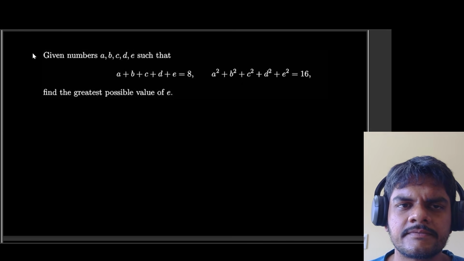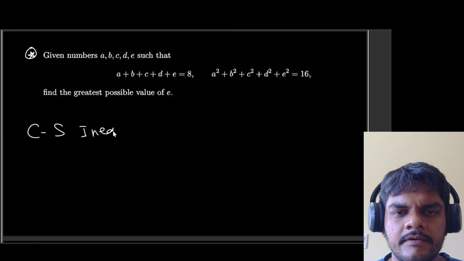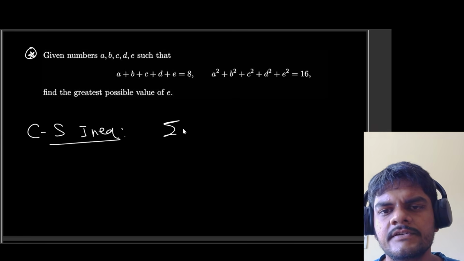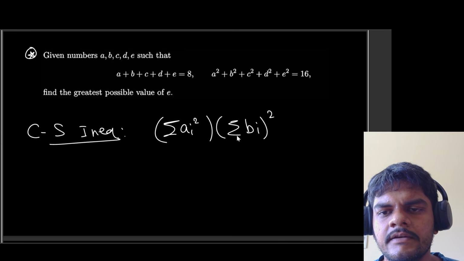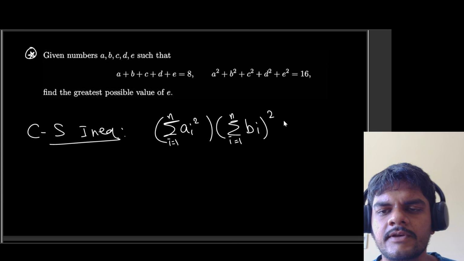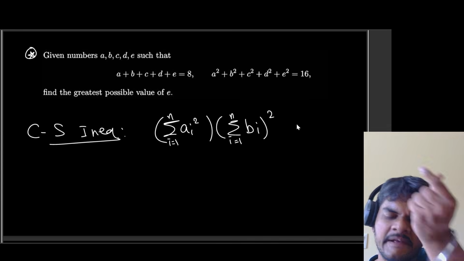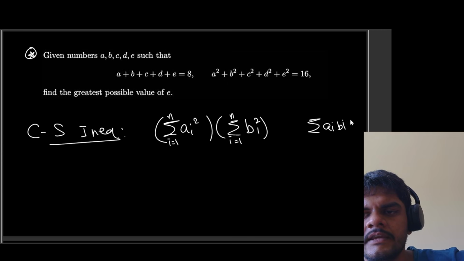All right, so look at this. What is Cauchy-Schwarz inequality? It is summation ai square into summation bi square, i from 1 to n, the number of terms should be the same, is always, the square is inside, I'm sorry, is always greater than or equal to summation ai bi, i varies from 1 to n, whole square.